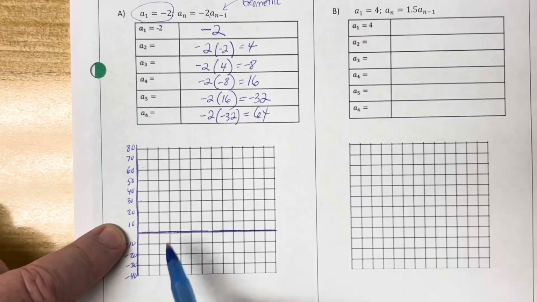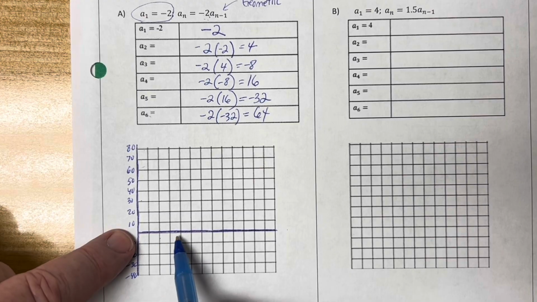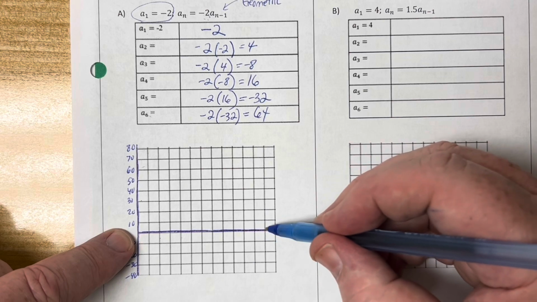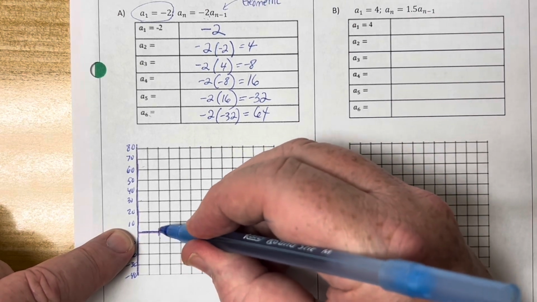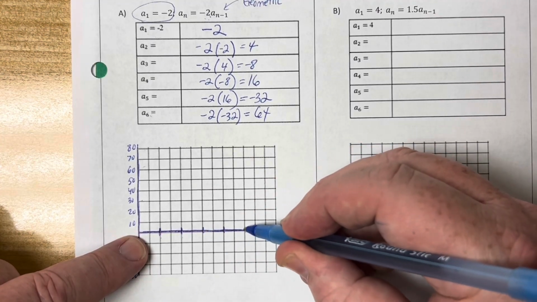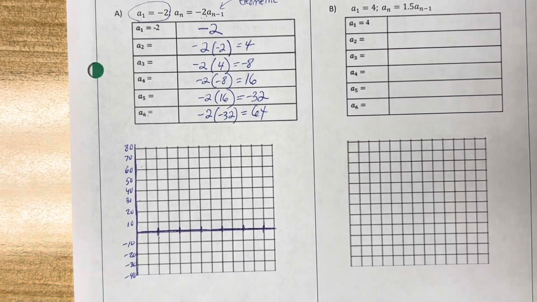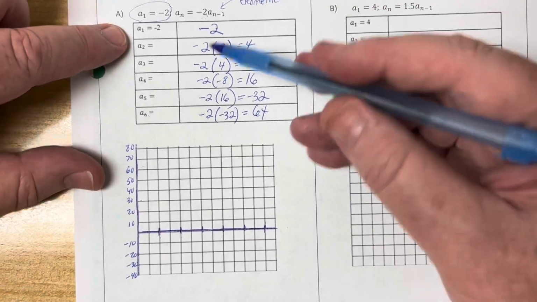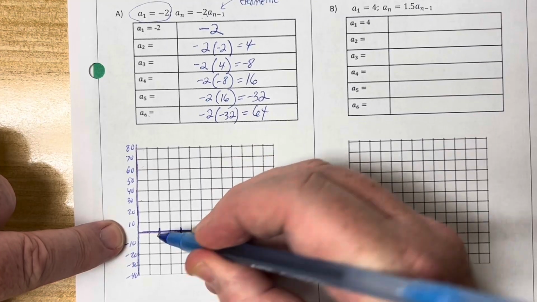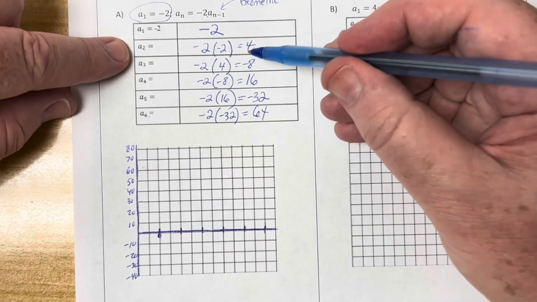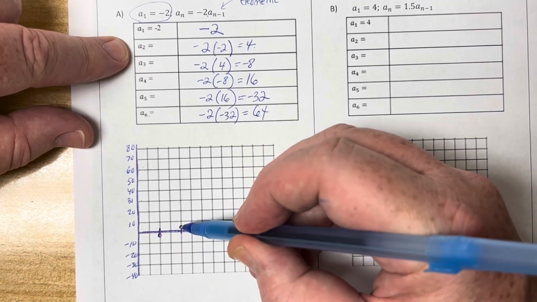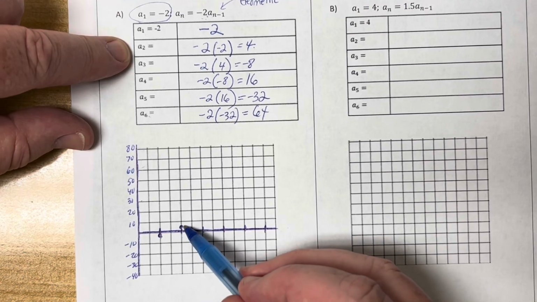So for my first term, can I skip every one here? So 1, 2, 3, 4, 5. Yep, we can do that. We can spread it out a little bit. So 1, 2, 3, 4, 5, 6. My first term is -2, so that is going to be pretty close to this line, and I plot a point there. Second term is 4, so right about there. You see how it's down in the negatives and then up to the positives.